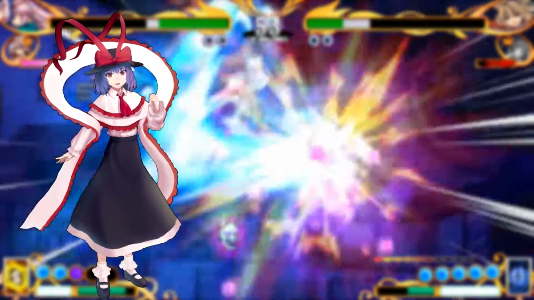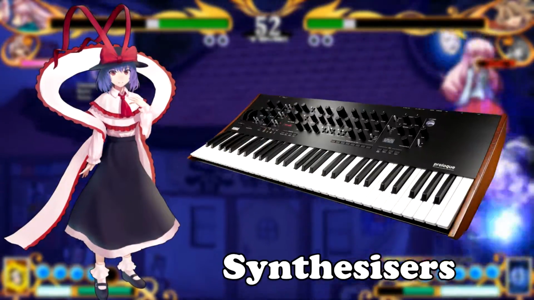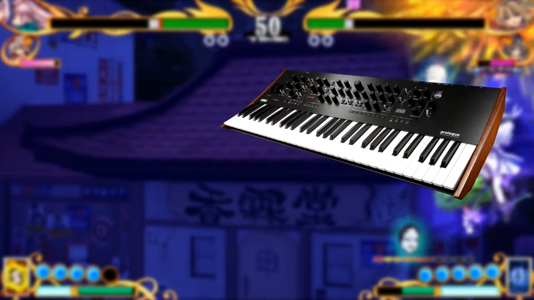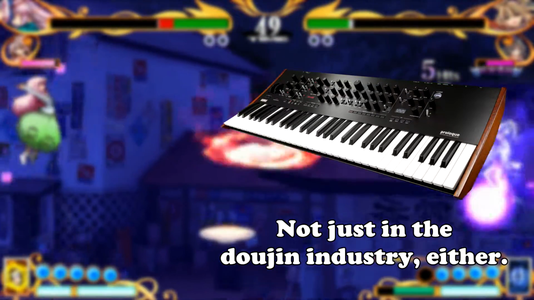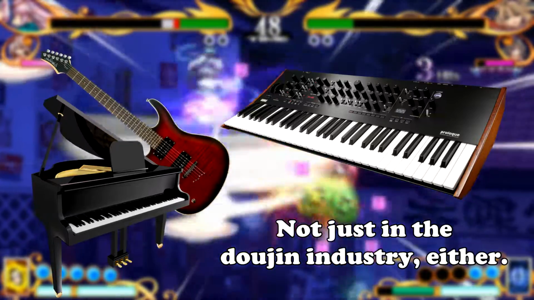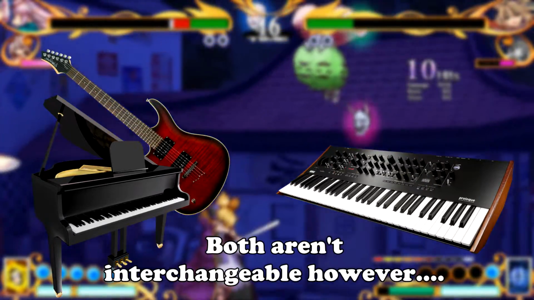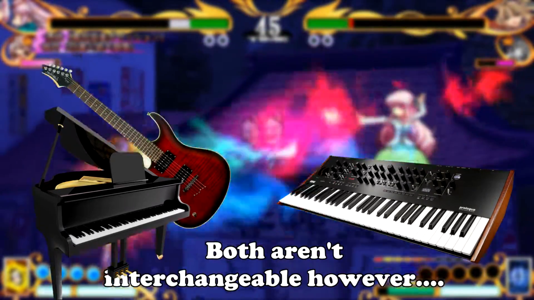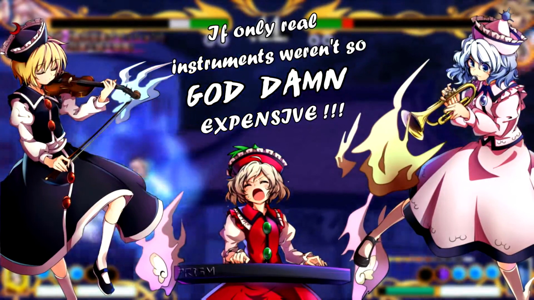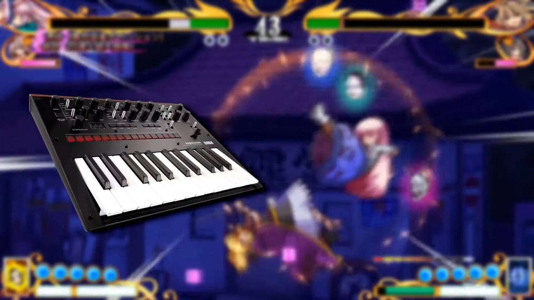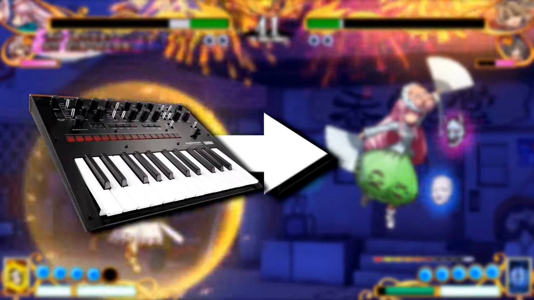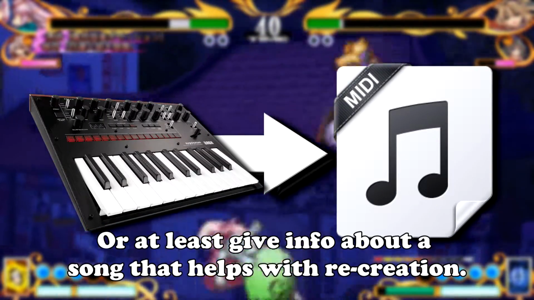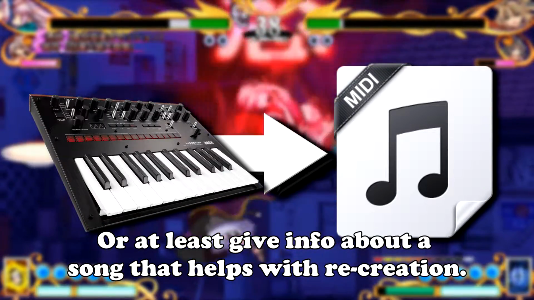Now, where does that lead us? That leads us to synthesizers. Synthesizers are heavily used in the Doujin industry, especially since there are instruments that can replicate a good amount of them. Though the quality is not the one of the original ones, it allows people to easily compose songs for cheap costs. And as I previously said, synthesizers can read MIDI files, which means that they can recreate a song if you give them the necessary tools.